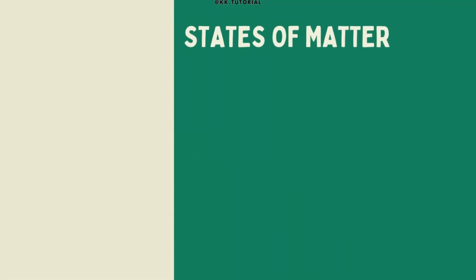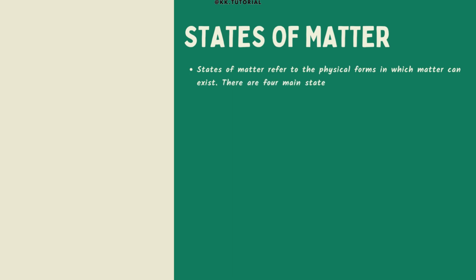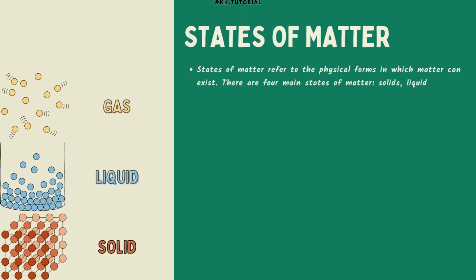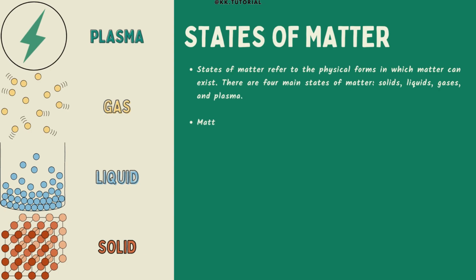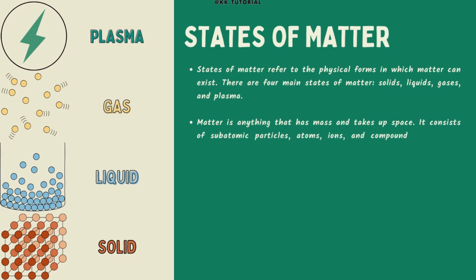Let's start with the next topic, that is states of matter. States of matter refer to the physical forms in which matter can exist. There are four main states of matter: solids, liquids, gases, and plasma. Matter is anything that has mass and takes up space. It consists of subatomic particles, atoms, ions, and compounds.